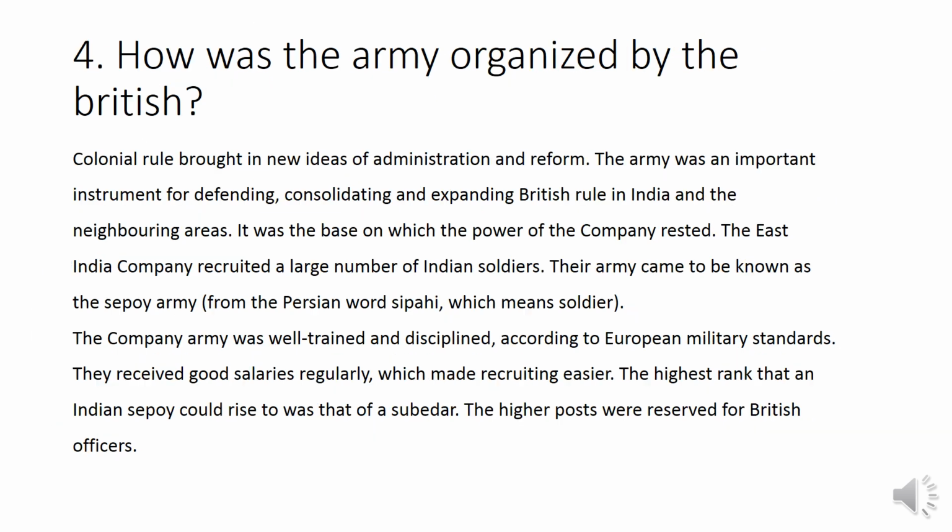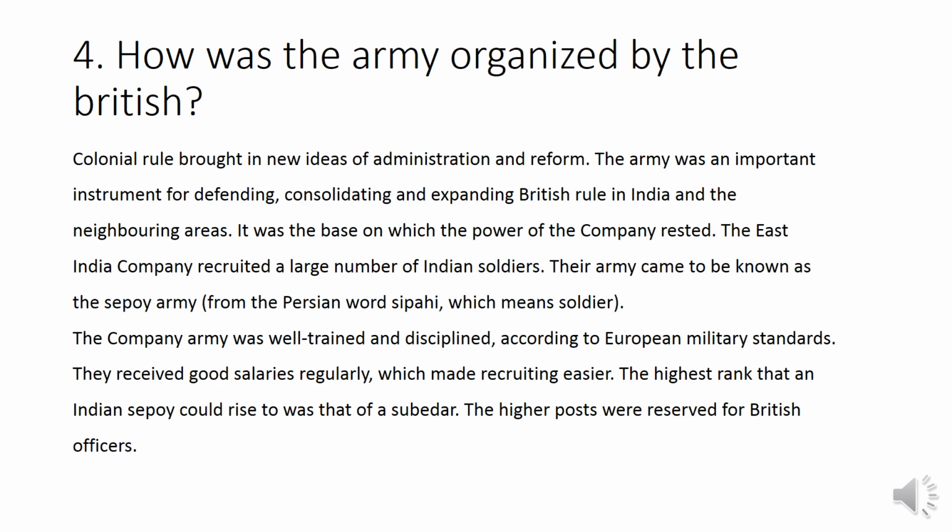Question 4. How was the army organized by the British? Answer. Colonial rule brought in new ideas of administration and reform. The army was an important instrument for defending, consolidating, and expanding British rule in India and the neighboring areas. It was the base on which the power of the company rested.